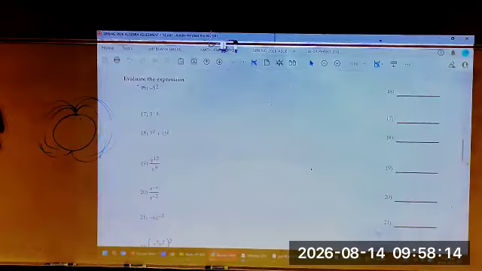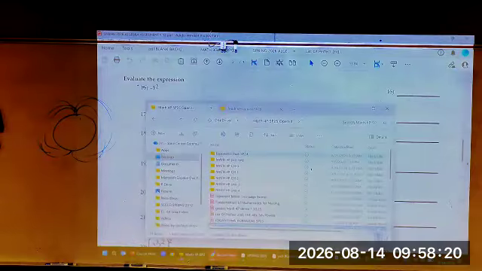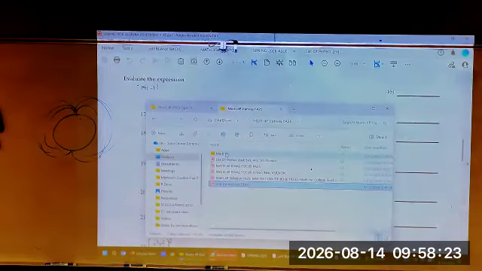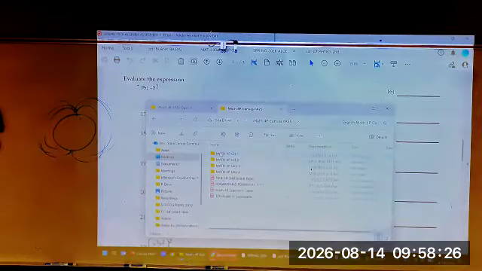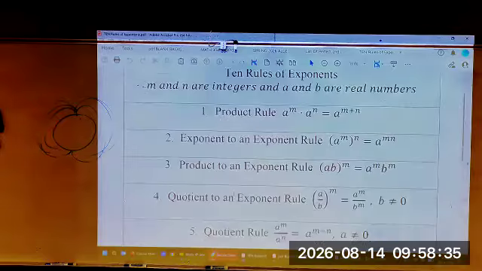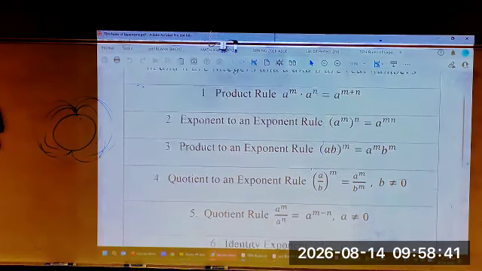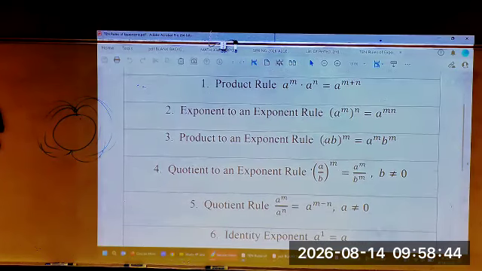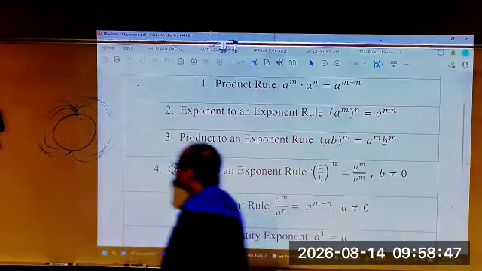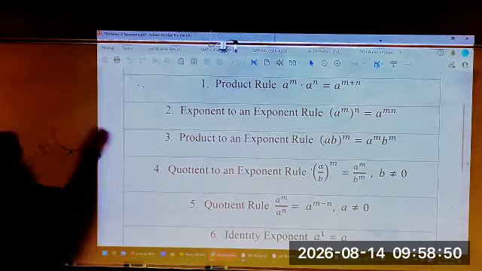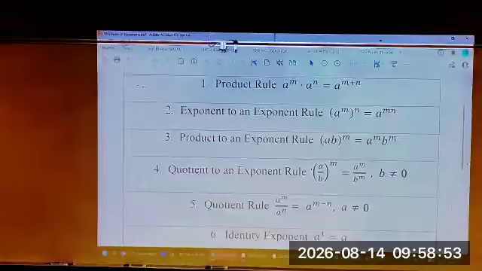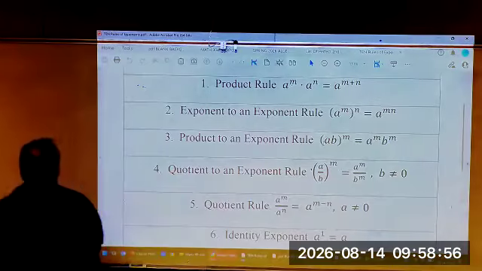I posted this for you on Wednesday. The 10 rules of exponents. On quizzes, you certainly can have this out. On a test, you better know it by heart.